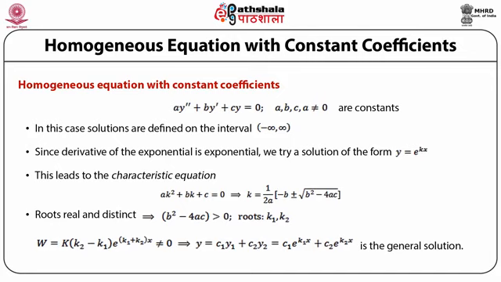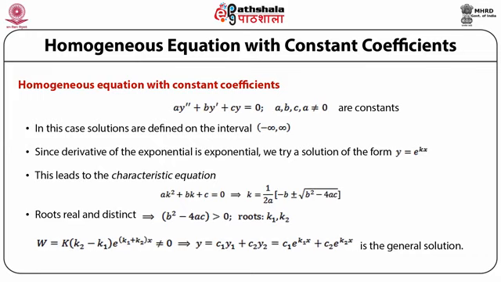Now, there are three cases to be considered. First, we consider the case where the roots are real and distinct. This is the case when b square minus 4ac is greater than 0. Let the two roots of the characteristic equation be k1 and k2.